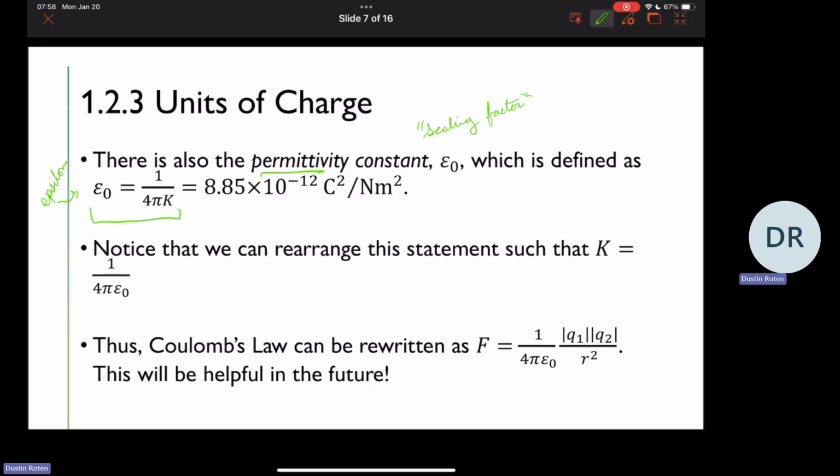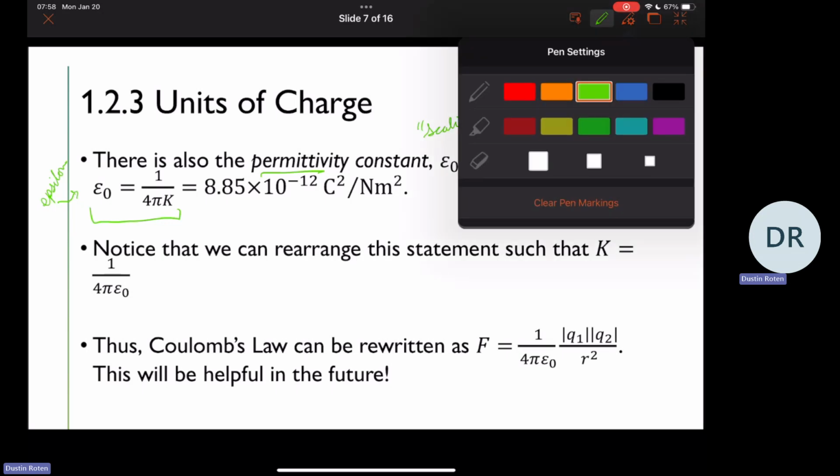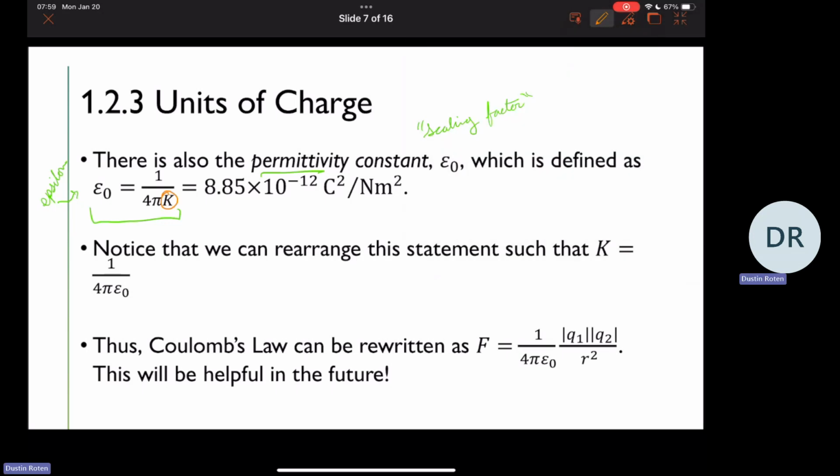The same thing with the electrostatic constant K. It's just a scaling factor out front that tells you how well this relationship actually works, so to speak. But notice that we can rearrange the statement and get a new expression for K. K is down here in the denominator, but if we solve for K, we get this statement here. We can switch the place of the permittivity constant and the electrostatic constant, which means we can substitute K for this more gross statement here.